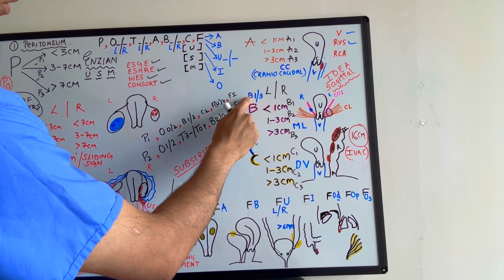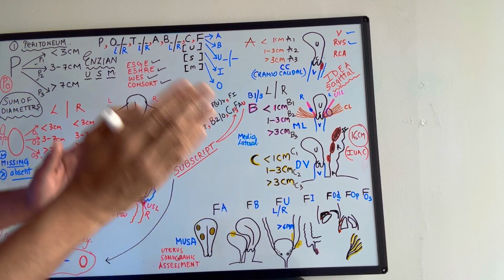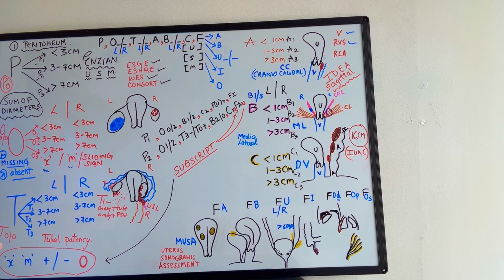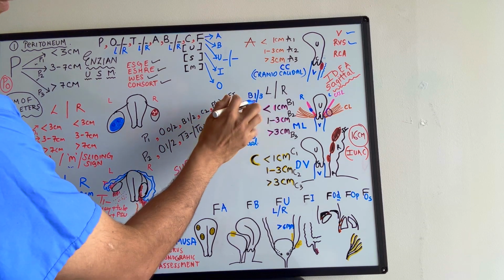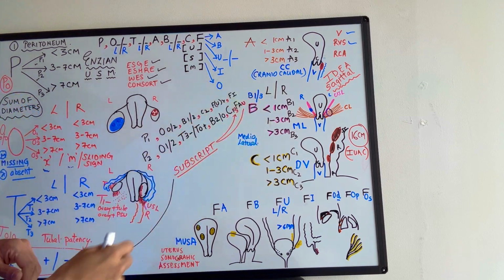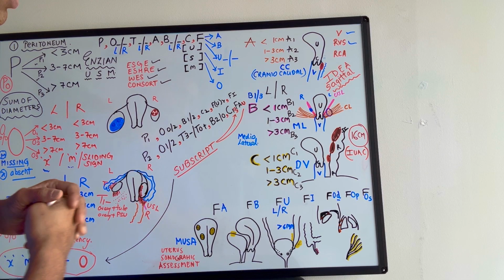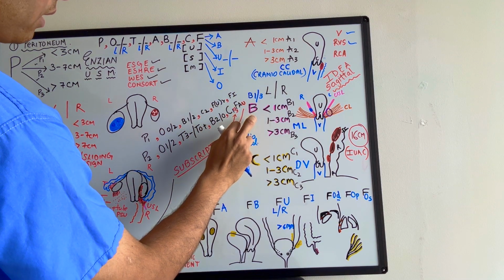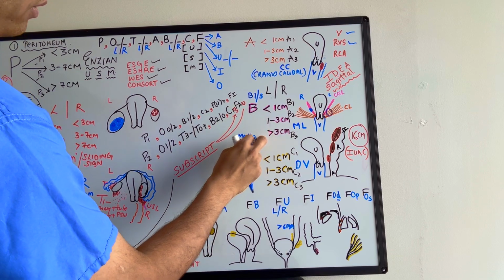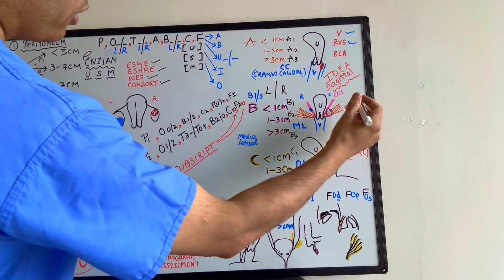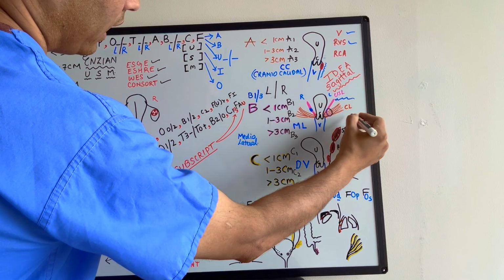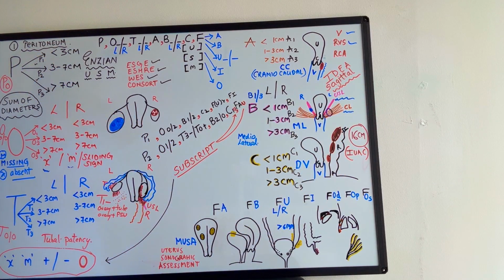Again, if it is B33, it means that on both sides the lesions measure more than 3 centimeters. If it says B03, that means on the left side there wasn't anything, and on the right side there was a lesion of around 3 centimeters. So this is the letter B, which is mediolateral and includes the uterosacral ligament and cardinal ligament.